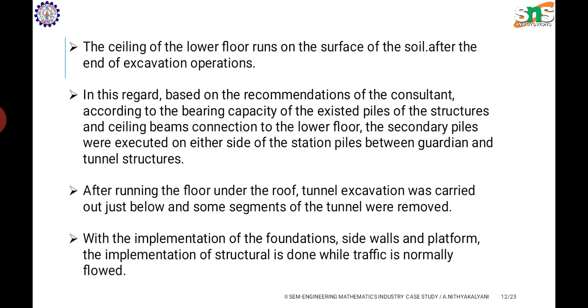In this regard, based on the recommendations of the consultant, according to the bearing capacity of the existing piles and the connection of the ceiling beams to the lower floor, secondary piles were executed on either side of the station piles between the guardian and the tunnel structures. After running the floor under the roof, tunnel excavation was carried out just below and some segments of the tunnel were removed. With the implementation of the foundations, sidewalls and platforms, the structure is implemented while traffic flows normally.